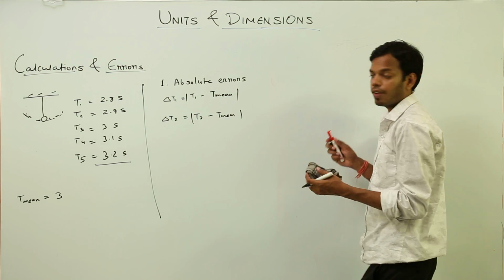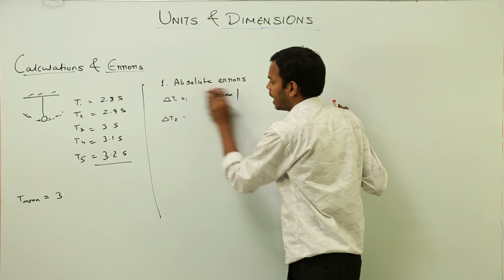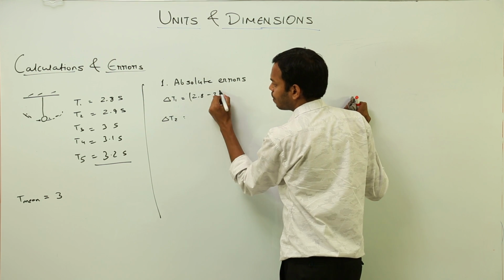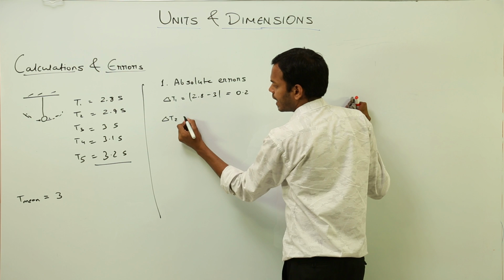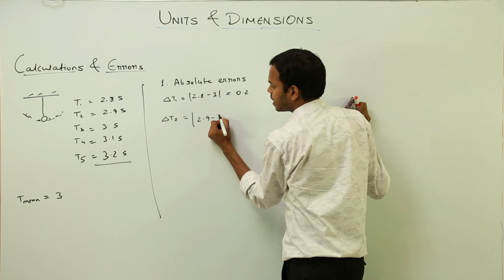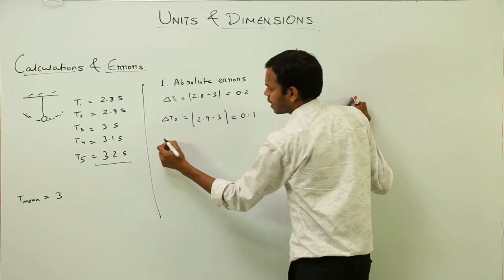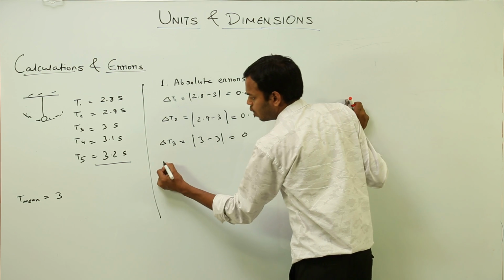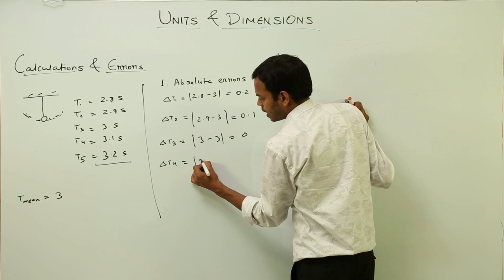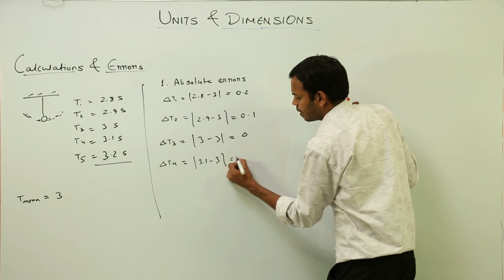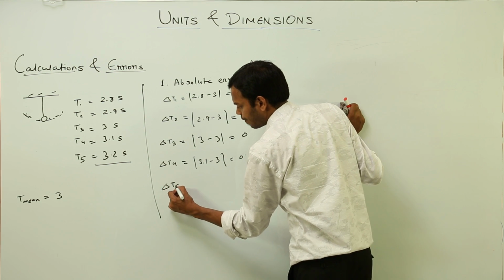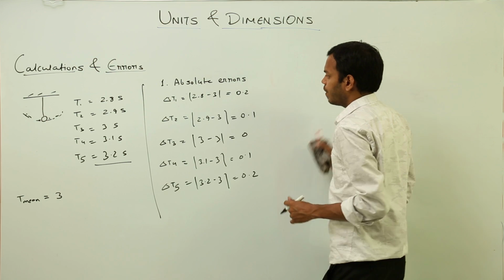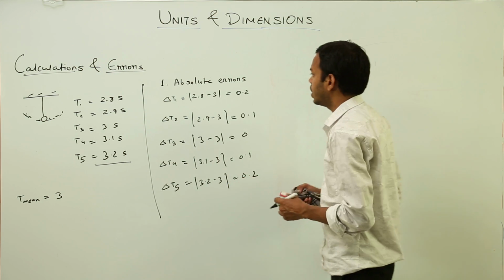Now I am not going to write the formula, I will directly write the answer. Delta T1 would be modulus of 2.8 minus 3, which is 0.2. Then this one comes out to be modulus of 2.9 minus 3, which is 0.1. Delta T3 is 3 minus 3, which comes out to be 0. Delta T4 is 3.1 minus 3, which is 0.1, and lastly delta T5 is 3.2 minus 3, which is 0.2. So we have got all the individual absolute errors.